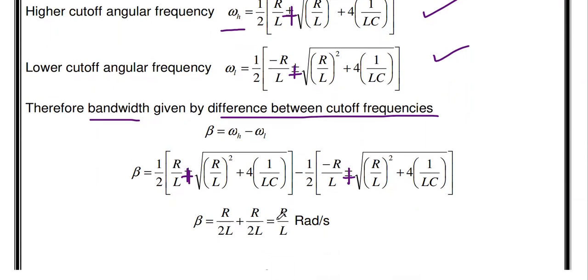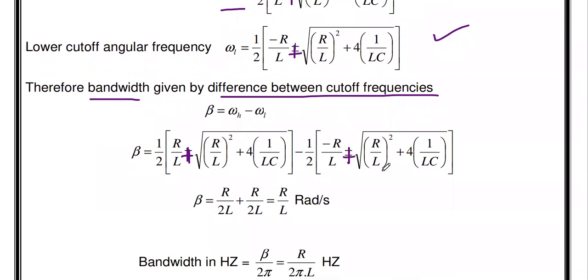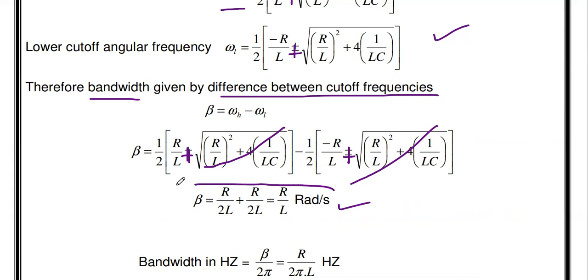So this is omega h, this is omega l. If you are subtracting these two things, this one and this one cancel. If you are expanding, we can get the four terms, so the second term cancels. The remaining answer is 1 by 2 R by L minus of minus plus 1 by 2 R by L. So 2 times 1 by 2 R by L, that is R by 2L plus R by 2L, we get R by L. This is the bandwidth.